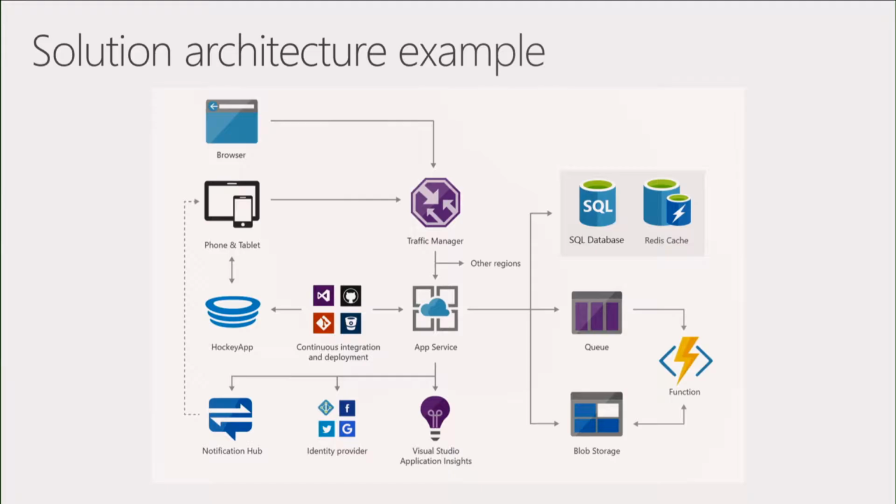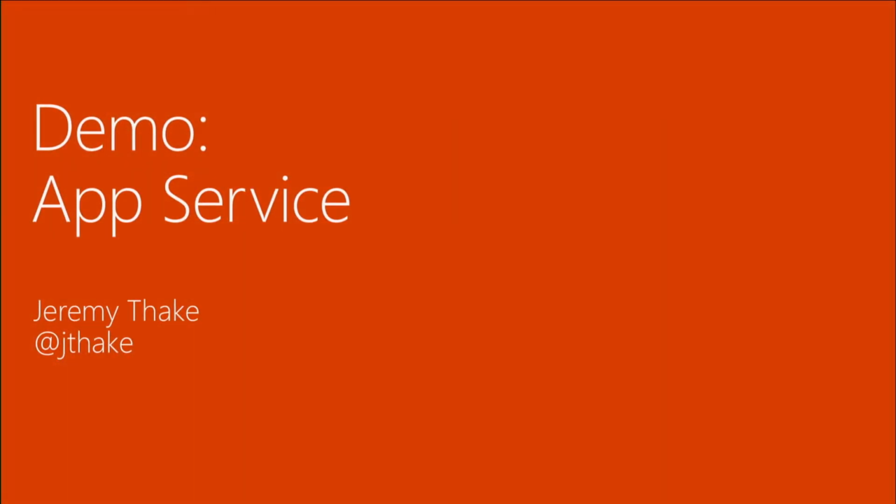And finally, there's even things like out-of-the-box integration with App Insights. So if you want to understand, is your application running? Is it available? Is it performing? How's it being used? App Insights will collect all that data, and if there's a problem in your code, you can quickly identify that and address it and get your application back into production. So with that, I am now going to turn over to Jeremy to give us a demo of App Service.